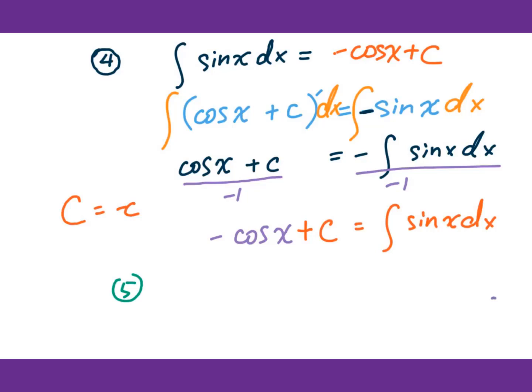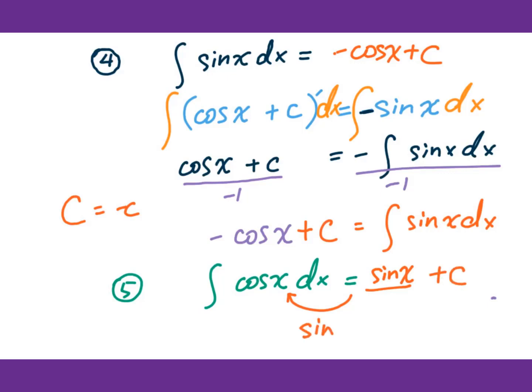For the number 5 formula, think about the integral of cosine x dx. What is it? In your mind, remember which trig function, when we do the derivative, you will get cosine x. That is sine x. Then don't forget plus c, because sine x, when you do the derivative, gets cosine x.